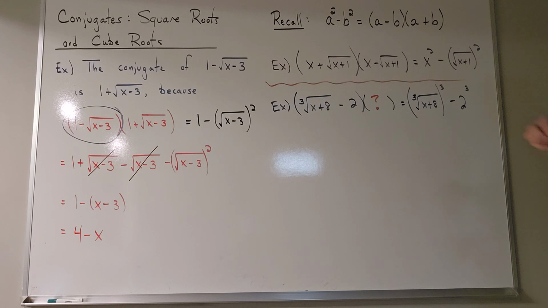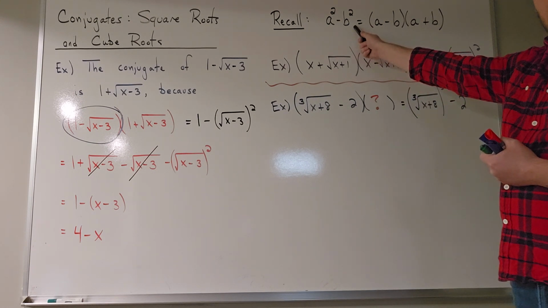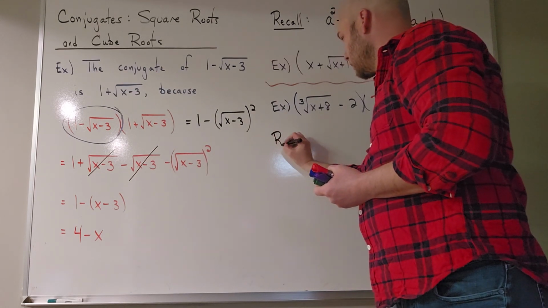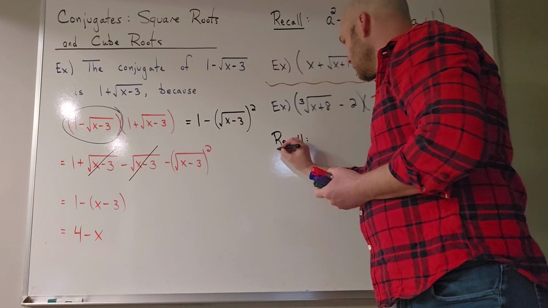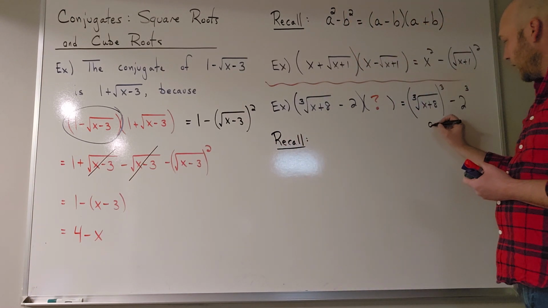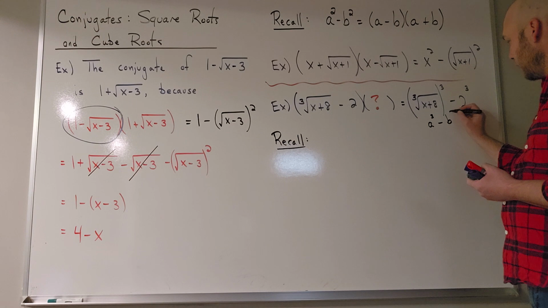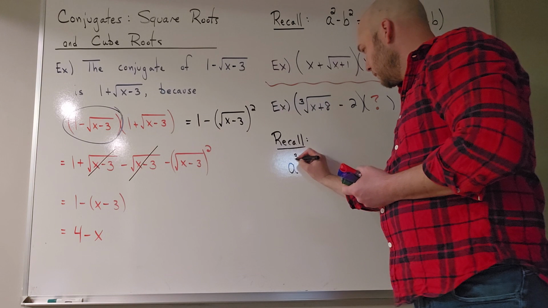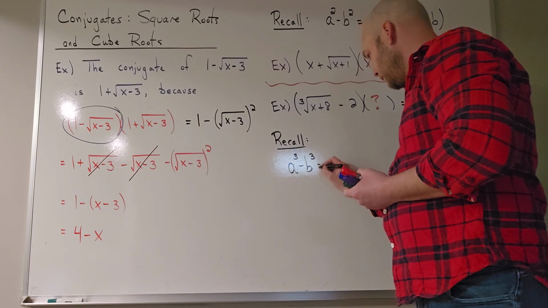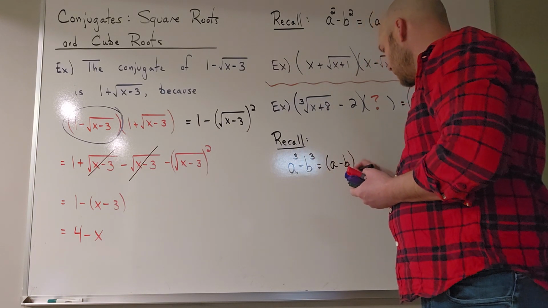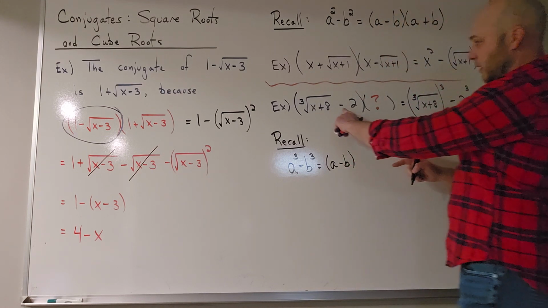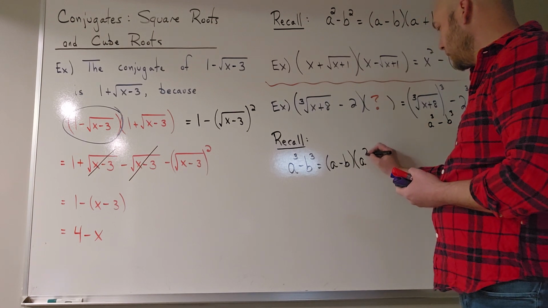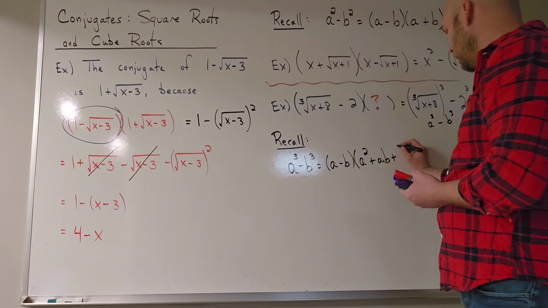Well, the procedure is going to be virtually the same, or analogous, to what we did up here with a difference of squares. So recall, if I want to think of this over here as like a to the third minus b to the third, how does that factor? So a cubed minus b cubed is a minus b, the difference of the bases. Notice here I've got a difference of the bases. And then it's multiplied by the quadratic a squared plus ab plus b squared.